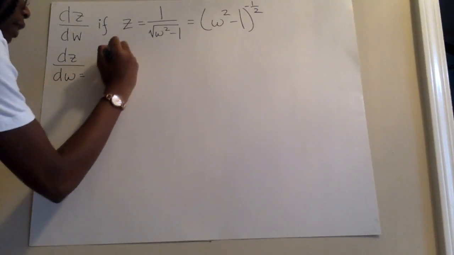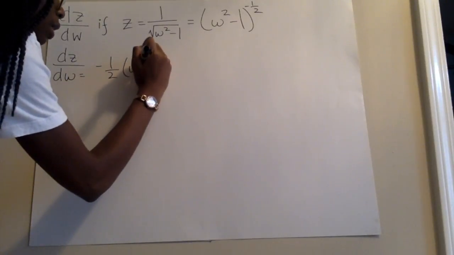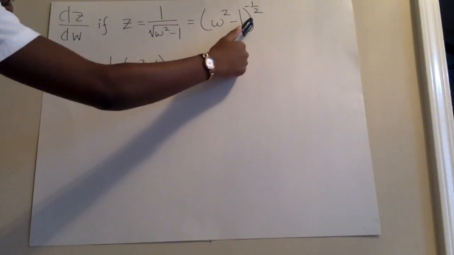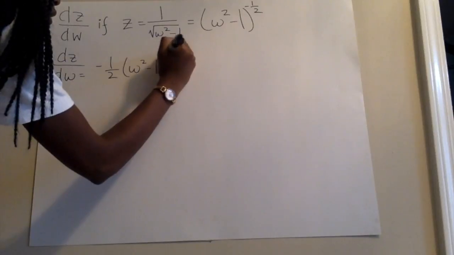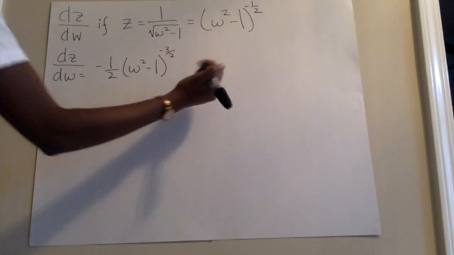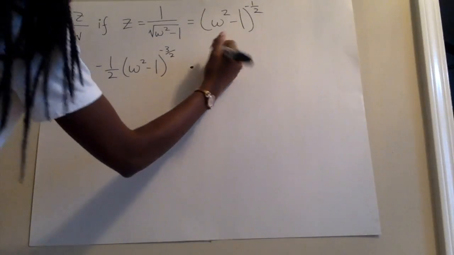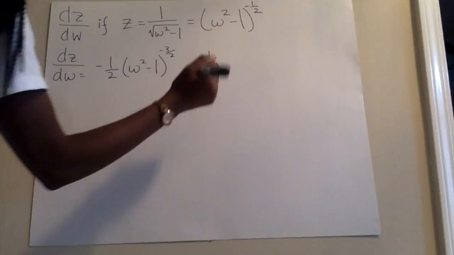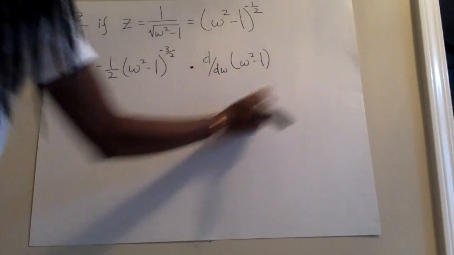So we're going to take the negative 1 half times w squared minus 1. And we're going to raise it to the negative 1 half minus 1, which is negative 3 halves. And then this is going to be multiplied by the derivative of the inner function. And I'm just going to keep that as d over dw of w squared minus 1.